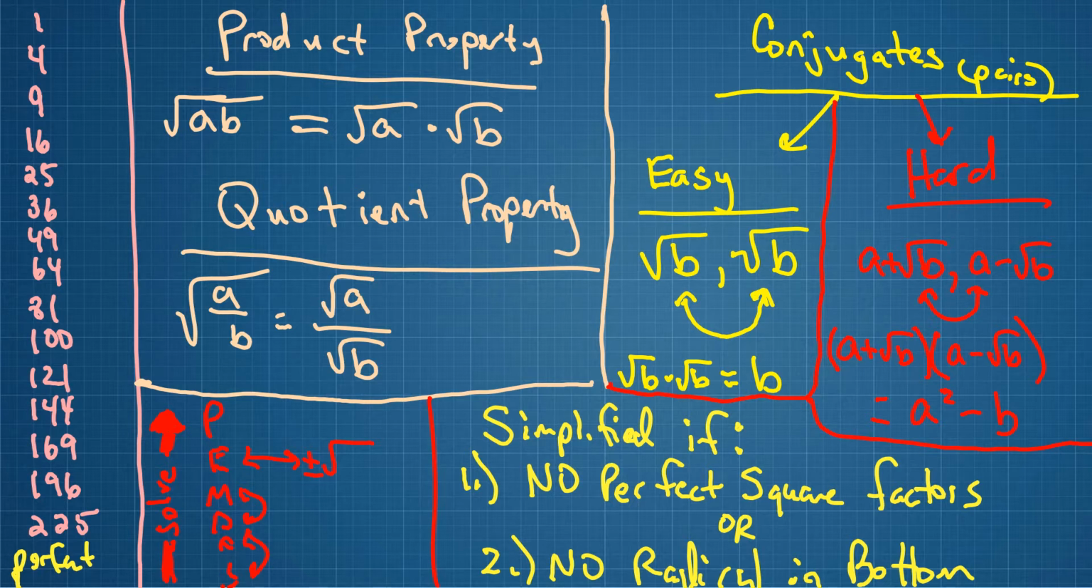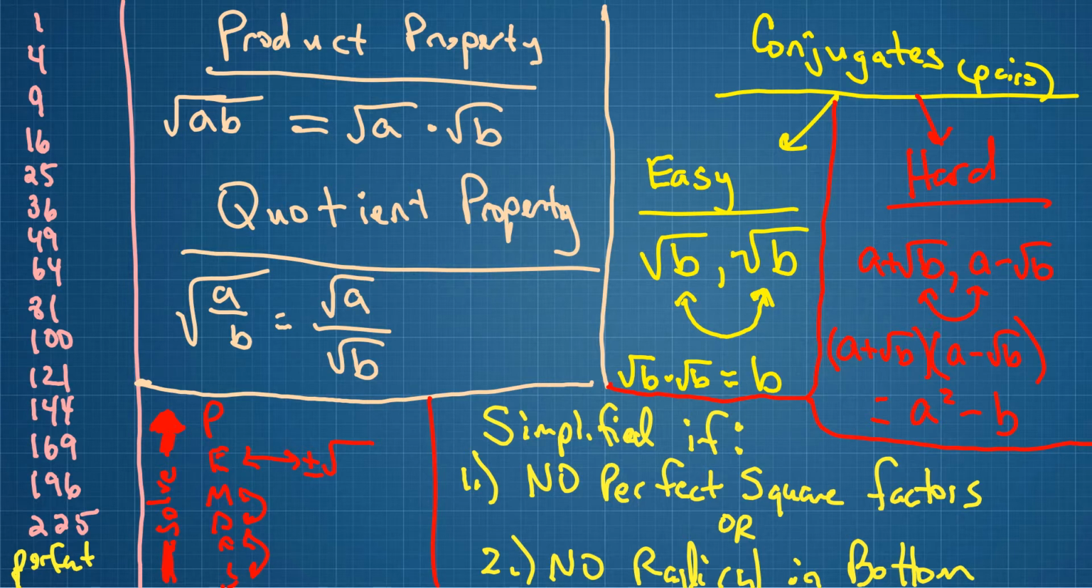Now, remember we talked about 2 rules that need to be satisfied in order for your problem to be done. The first thing that needs to be satisfied for your problem to be done is you can't have any perfect square factors that divide into the radical. That's what this list is for right here. The other part is you can't have a radical in the bottom. That's when you're going to use conjugates. So if you have a radical in the bottom, you're going to end up using conjugates.